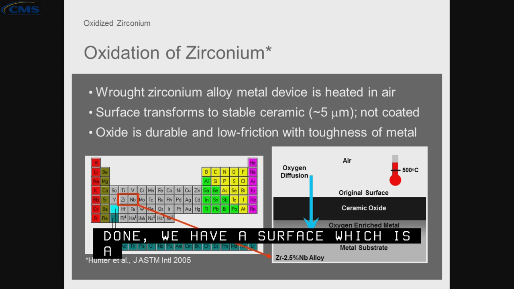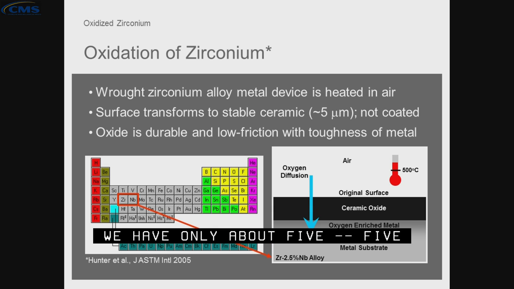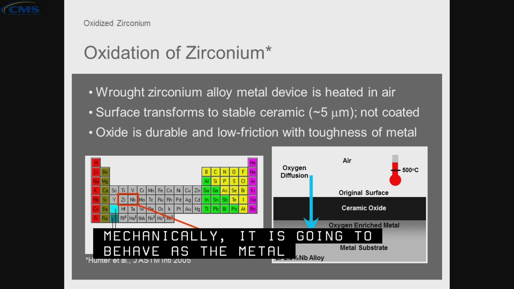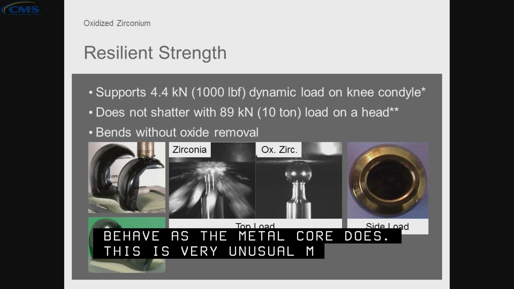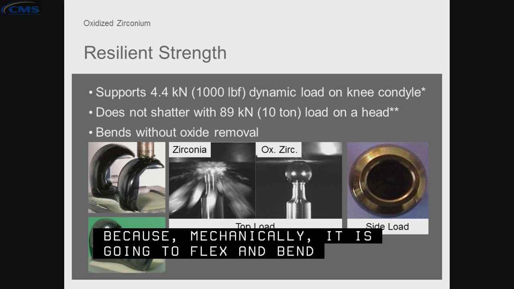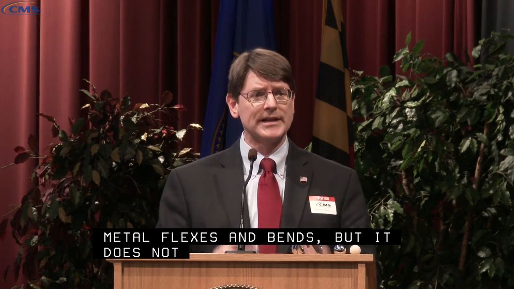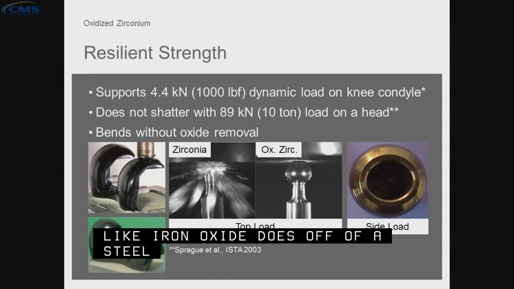And we've only got about 5 micrometers of oxide on the surface. It's enough for this to behave as a ceramic in terms of wear with the polyethylene, but mechanically, it's going to behave as the metal core does. And this is a very unusual material because mechanically, it's going to flex and bend as a metal flexes and bends, but it's not going to cause the oxide to peel and chip away like maybe iron oxide does off of a steel bar when it gets rusty. You start bending it, it's going to peel and flake. The oxide stays very well adhered.